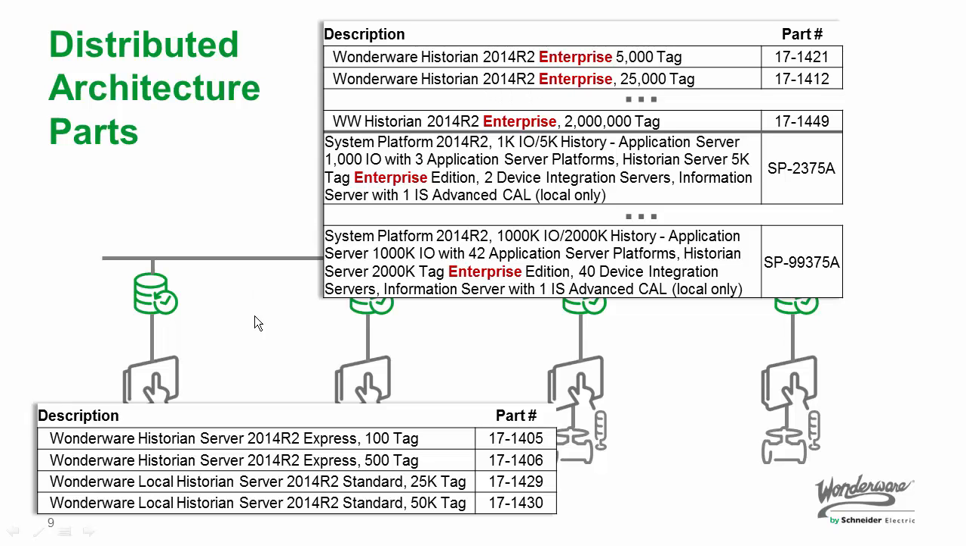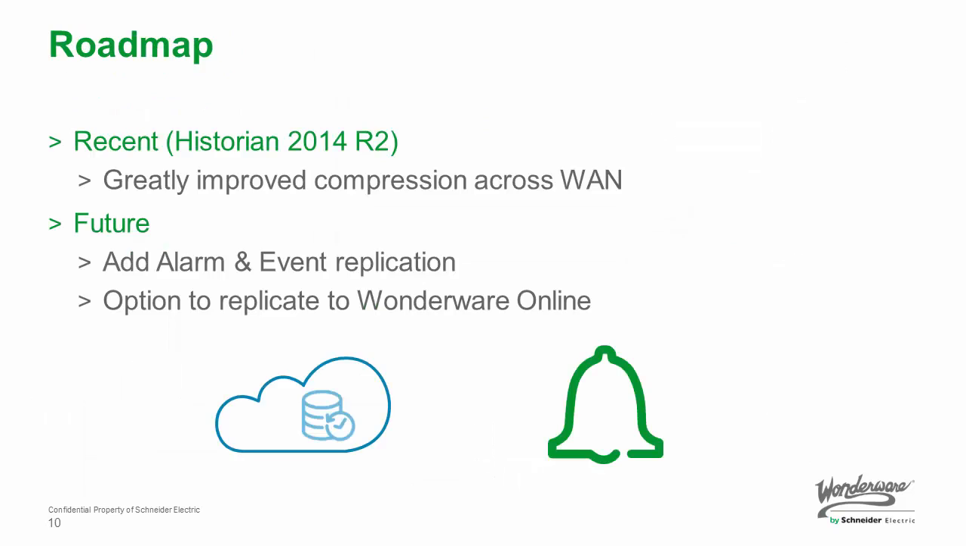And then backfill with a local edition or an express or even a standard edition historian. Keep in mind that the local edition is a lot more cost effective if you can get by with the limitations there. We have done a lot of things to support this type of application in recent releases. Most recently in the 2014 R2 release, we made the network bandwidth much more efficient.